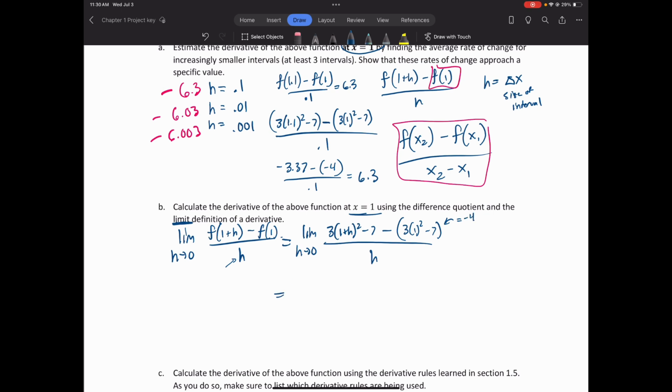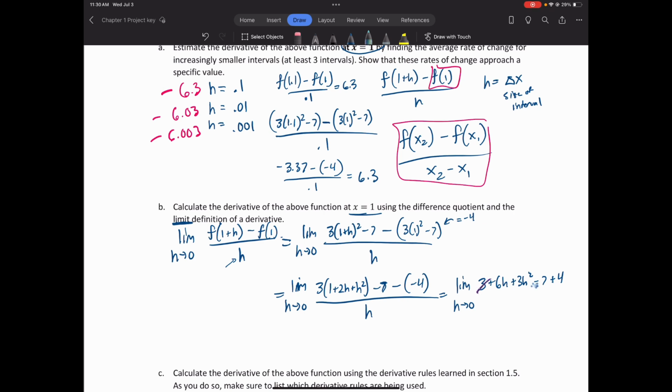Okay, so that's going to make that part at least a little simpler. This part, 1 plus h squared becomes 1 plus 2h plus h squared when I actually expand it out. And then over here I get minus a negative 4 over h. If I keep simplifying, I get 3 plus 6h plus 3h squared minus 7 plus 4. Well, guess what's 3 minus 7 plus 4? That all goes to 0.